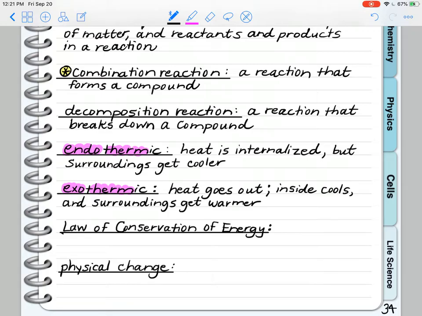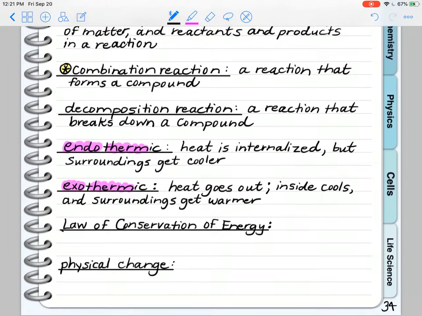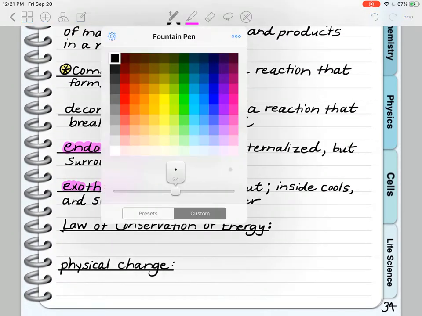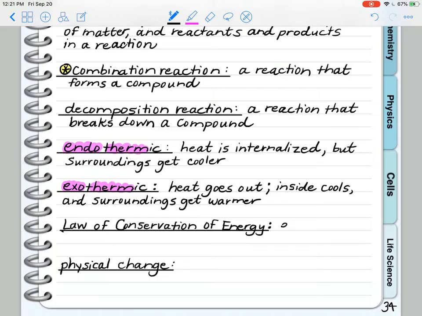Okay, let's move on to the Law of Conservation of Energy. And you notice that this one is capitalized. It should be. And this simply says, and it is pretty simple, energy cannot be created or destroyed. It simply changes forms and gets recycled. And when we break down a formula, you will see how this works.